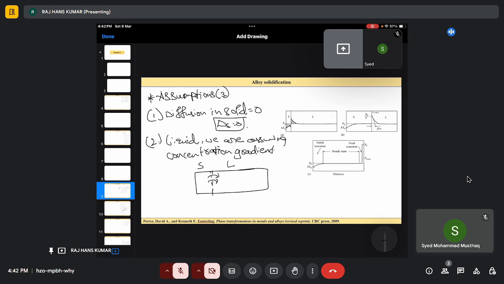all the solute will come out at the interface. So that's why we'll have a concentration gradient in the liquid phase.